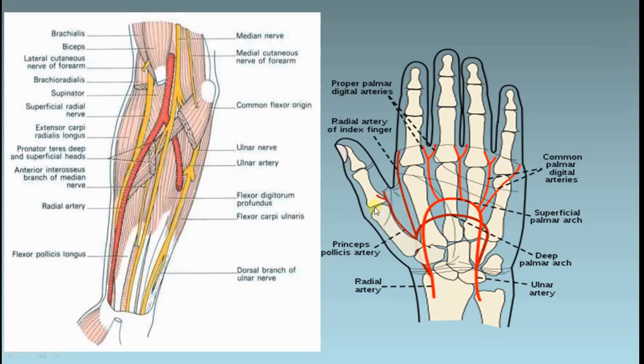This is the principal artery to the thumb, and this is the artery to the radial side of the index finger. That is why it is called like that. And finally, the deep branch of the radial artery itself ends by anastomosing with the deep branch of the ulnar artery.